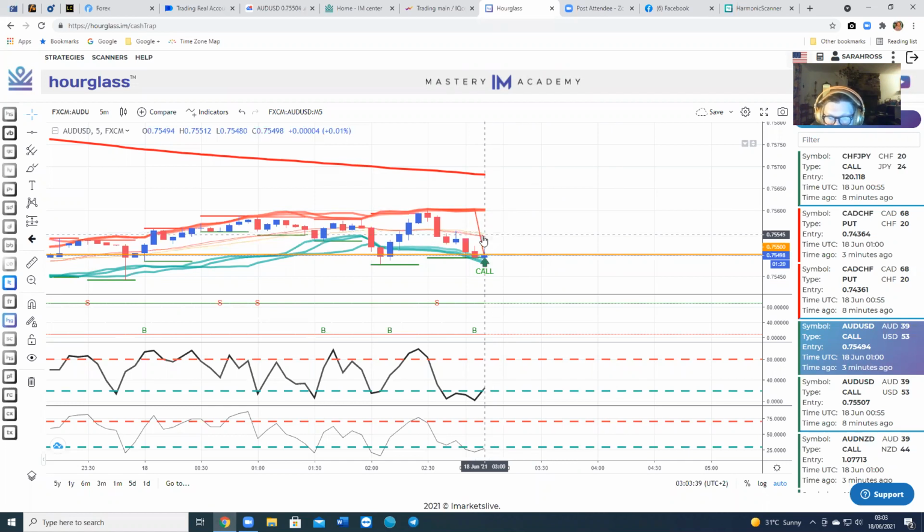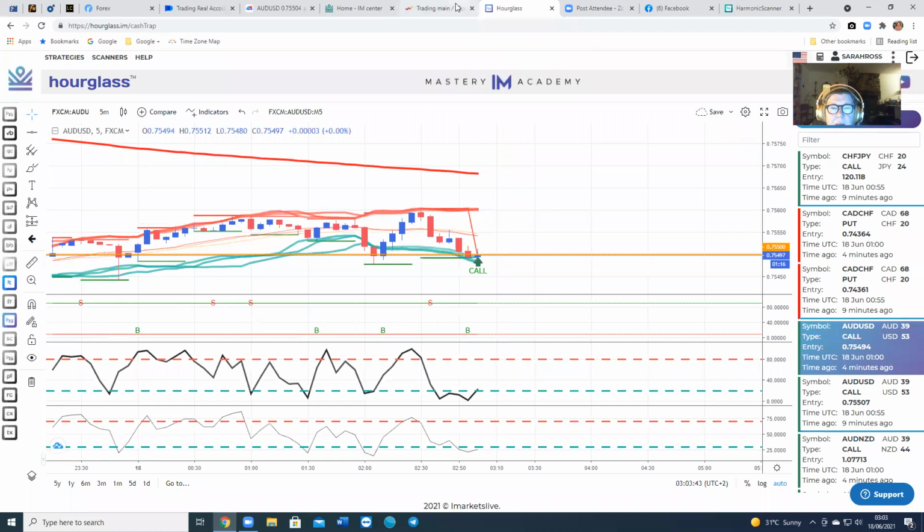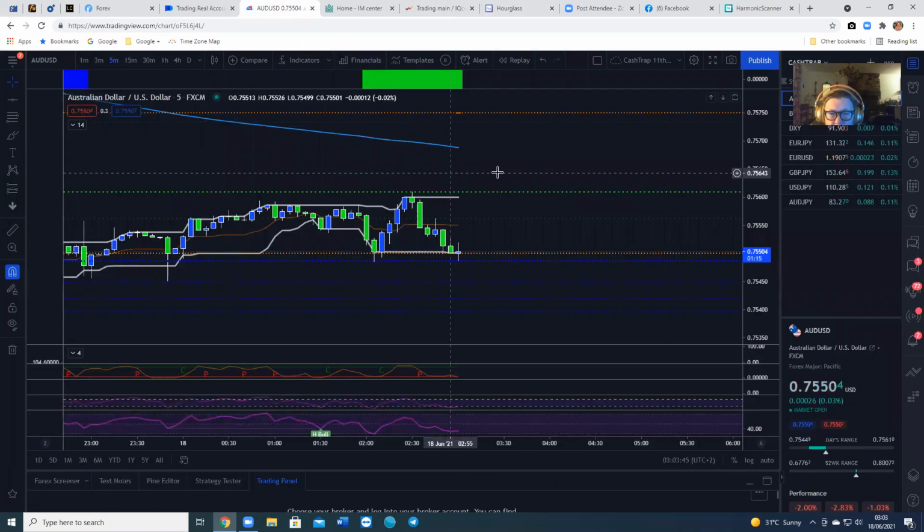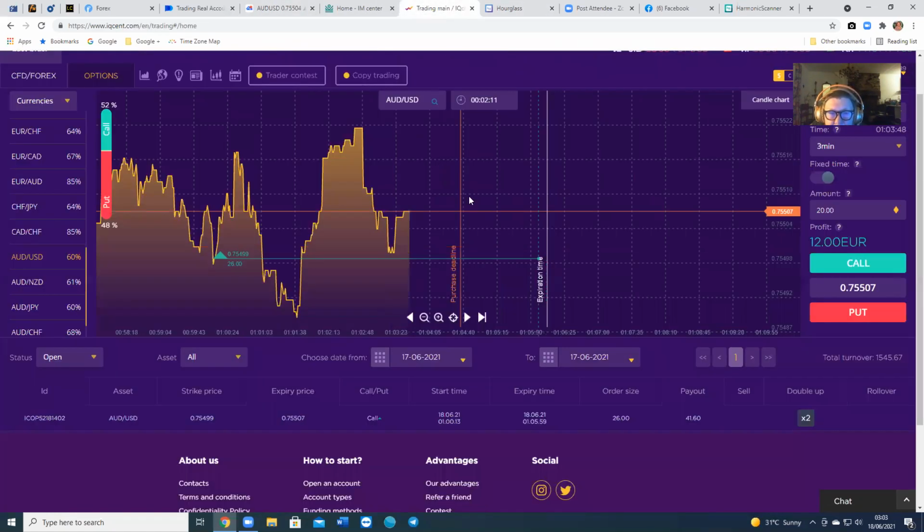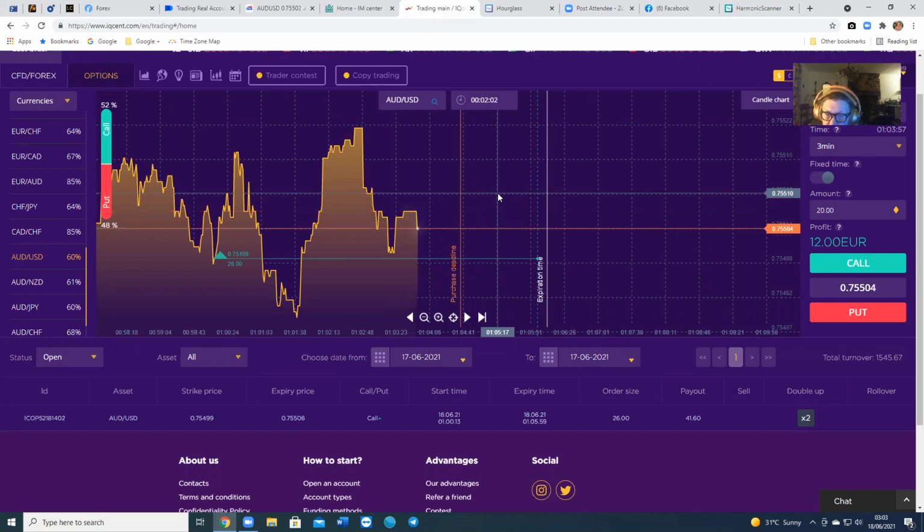$497. Got the cross up and the cross up. I've got the buy. I've got the call. 507. You can't roll over when you're in profit. 355.4. Still got 2 minutes. We started just on the hour, so it should go up.